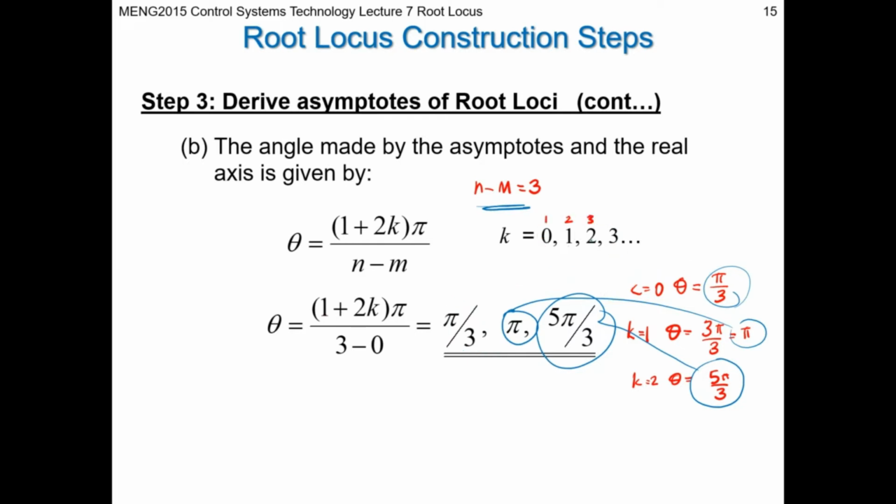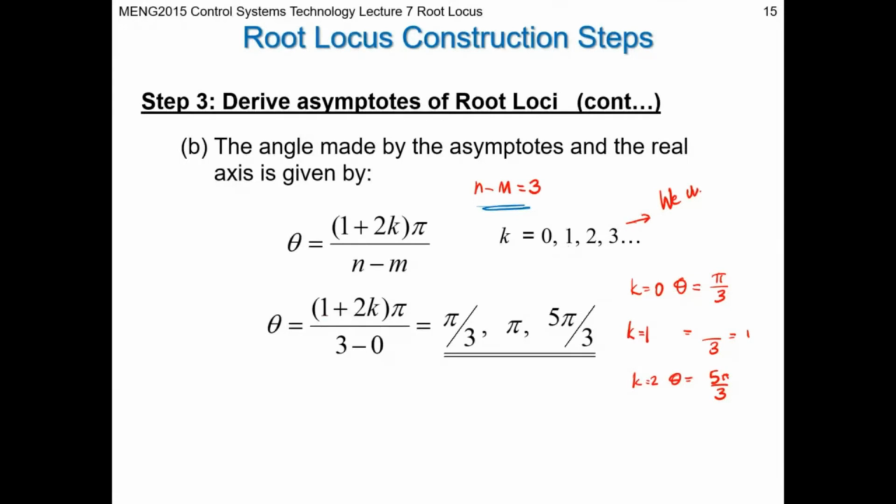K is always fixed. It's always 0, 1, 2, 3, etc. Right? So k keeps incrementing up. It's just an integer, and it depends entirely on the number of asymptotes. So we could say we use 1 value of k per asymptote. How many asymptotes do we have?